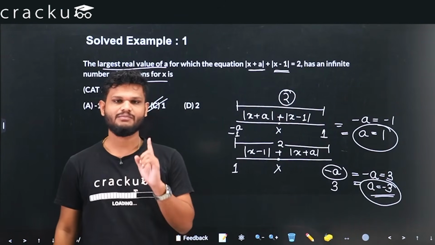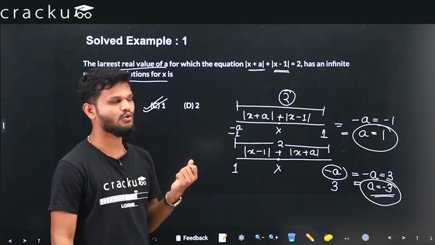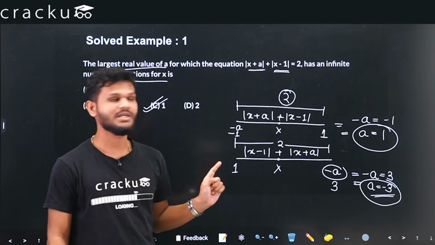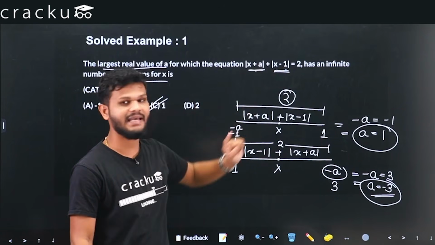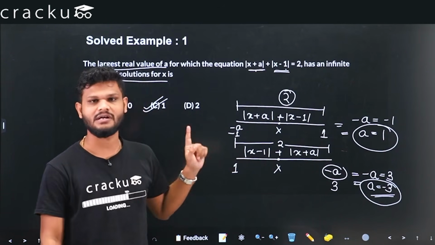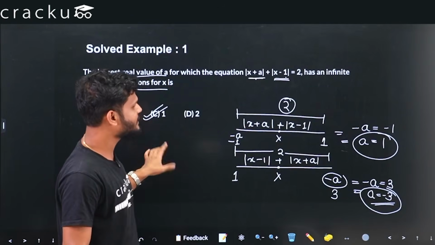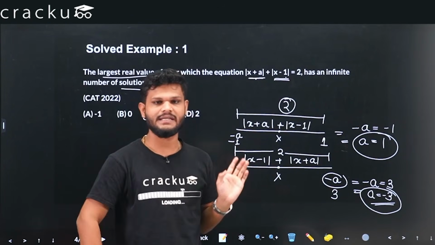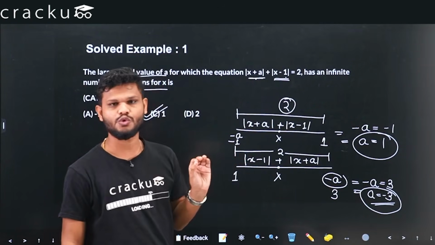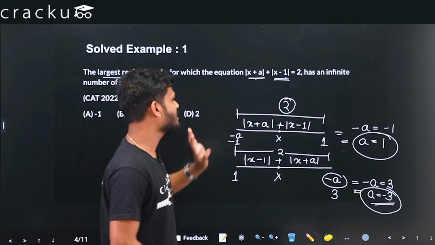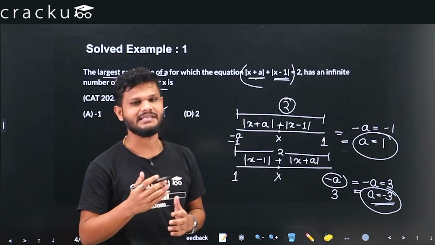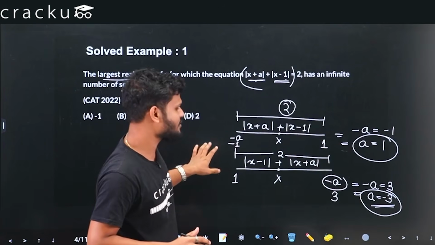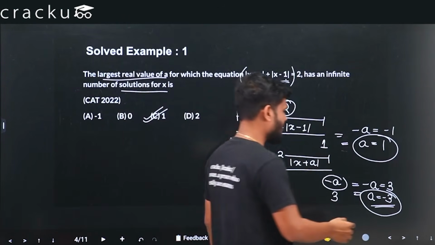If you know that modulus is the distance between 2 points, and that for infinite solutions this particular x should lie between 1 and minus a, you are able to solve this question under 30 seconds. So you should be good with your concepts of modulus and linear equations, and you are good to go to solve without forming any equation. We didn't make any cases here, like x is greater than minus a and something like that. So this is how you solve this question. Now let us go forward.